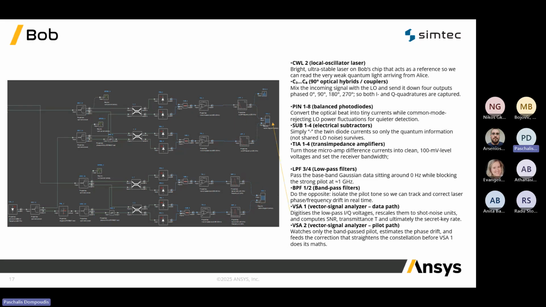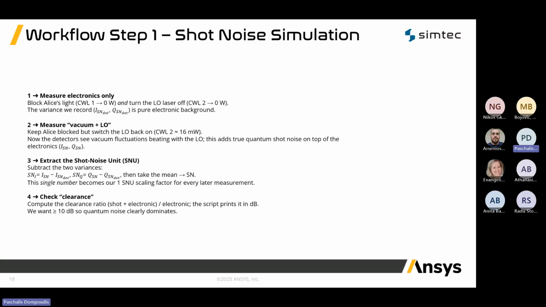And finally, we have the digital signal processing part, which we will see in the later slides. So we saw the circuit and interconnect. Now we have to perform some steps in order to extract the parameters needed for the calculation of the secret key rate.